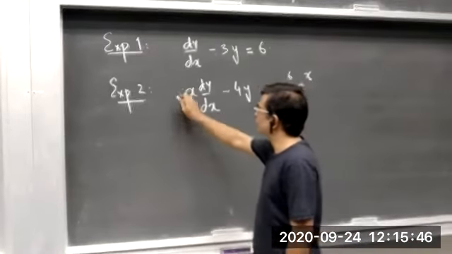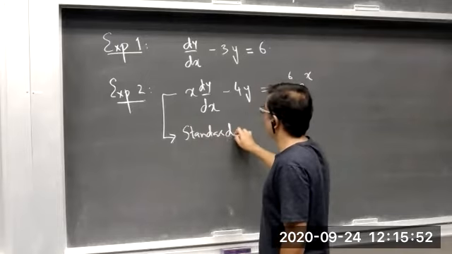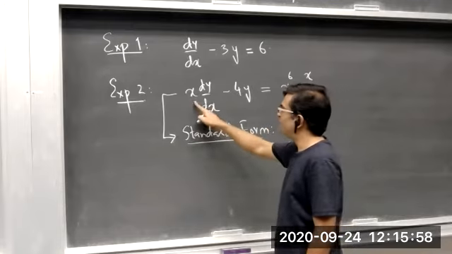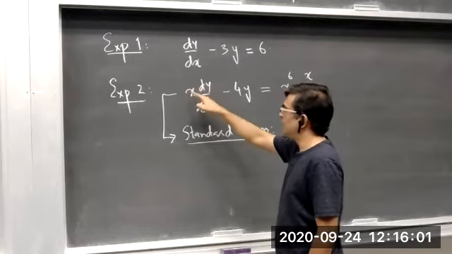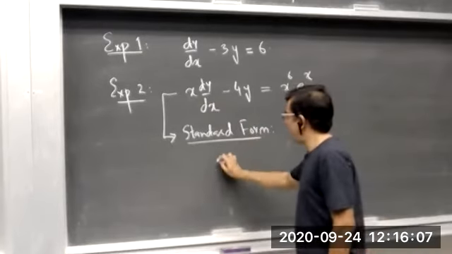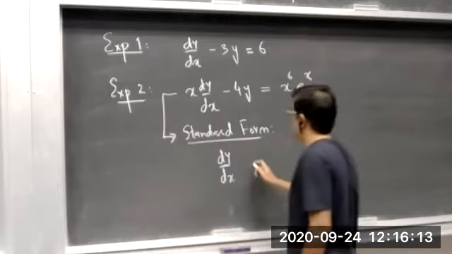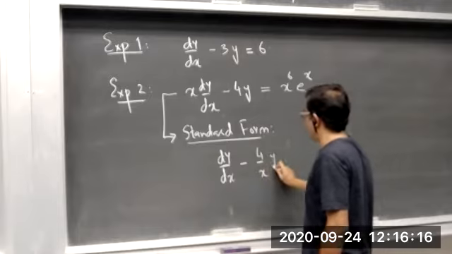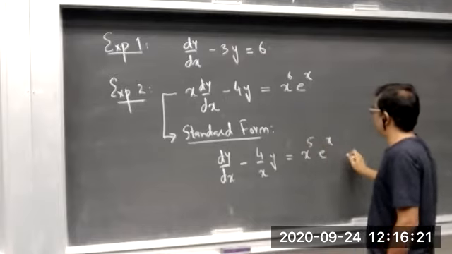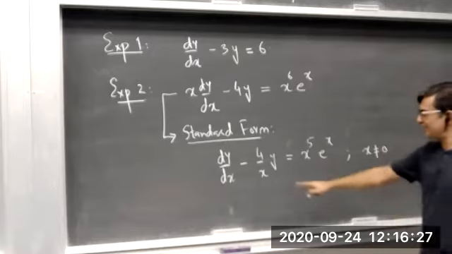So first we have to convert this equation into standard form. Standard form में सबसे पहले आप इसको convert करेंगे. How do we convert it? We divide both sides of this equation by the coefficient of dy by dx, which is x. So by dividing by x, what do we get here? dy by dx minus 4 by x y is equal to x to the power 5 e raised power x. But remember here that x cannot be 0 now because x is in the denominator.